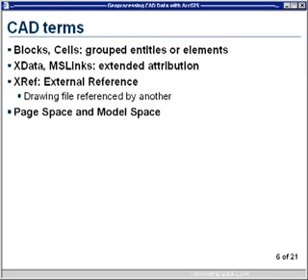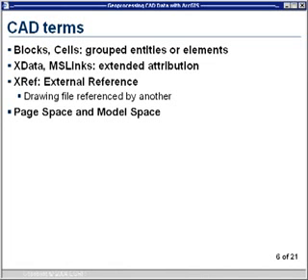Here we have a brief review of some of the terms that I will be using in this presentation that you may encounter elsewhere, and these are specific to CAD data. For example, you might encounter entities called blocks or cells or tags. The blocks or cells are grouped entities or elements that may behave as a single object in CAD. XData and MS links refer to ways or methods in CAD to extend attributes from the default schema.